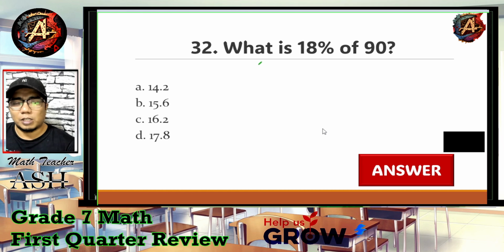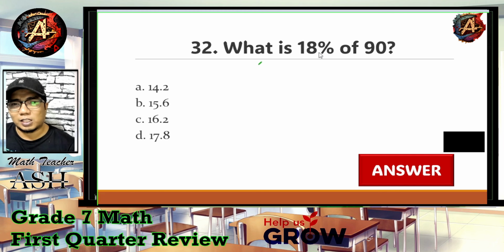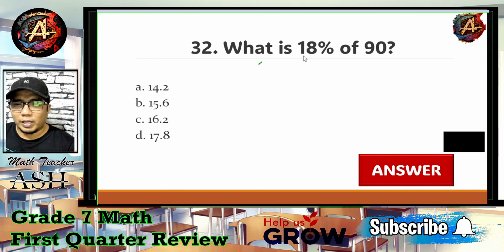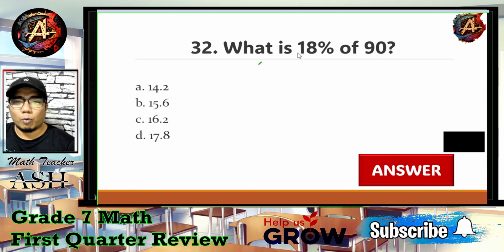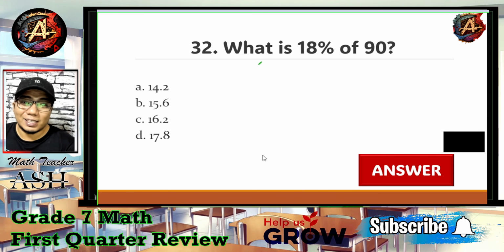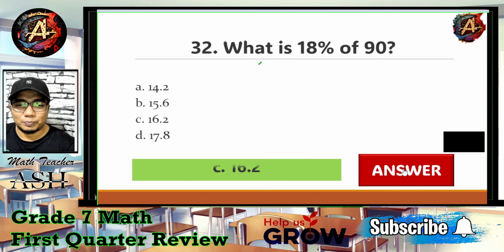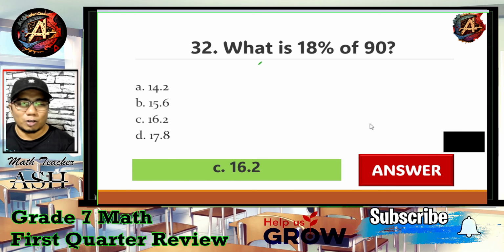Okay, my dear math learners, in multiplying a percentage to a whole number, what you need to do is just convert the percentage into decimal form. So you move 2 places to the left. This will become 0.18 or 18 hundredths. So 0.18 multiplied by 90, the correct answer is 16.2, letter C. Let us check whether we are correct. Alright, my dear math learners, I hope you got that one.